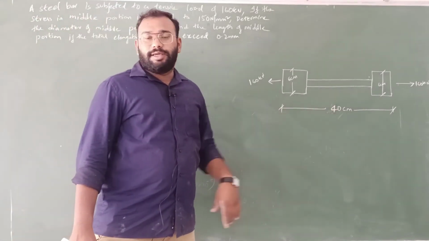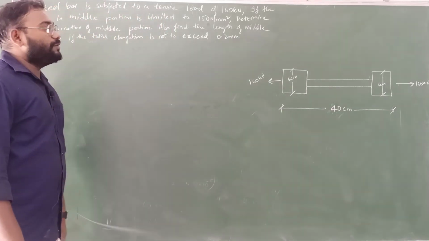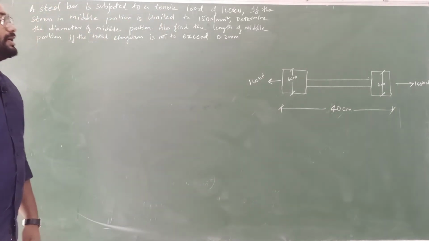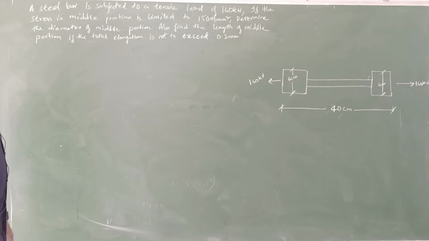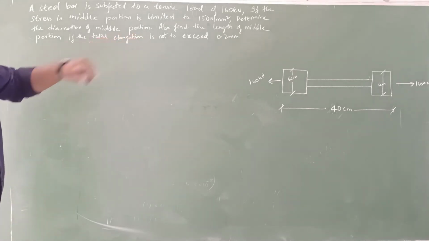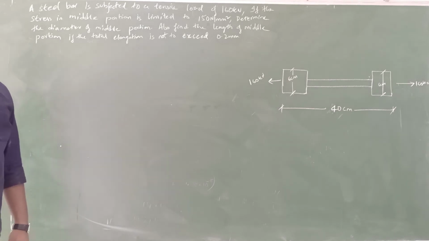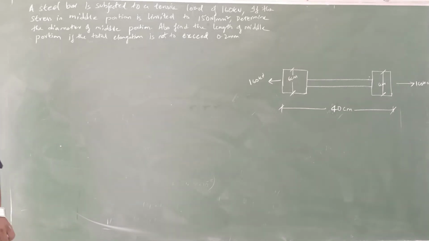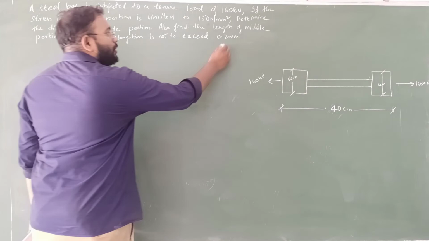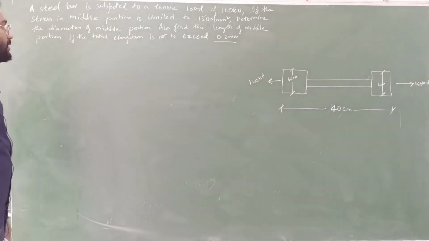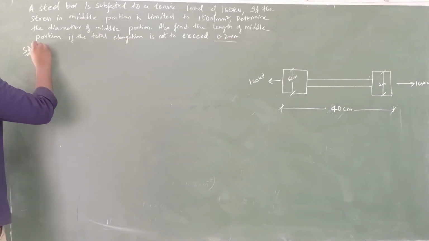Middle portion. In the middle portion, the stress is limited to 150 Newton per millimeter square. Determine the diameter. Also find the length of the middle portion if the total elongation is not to exceed 0.2 millimeter, meaning delta L is not to exceed 0.2 millimeter. So first we'll write down the given data.